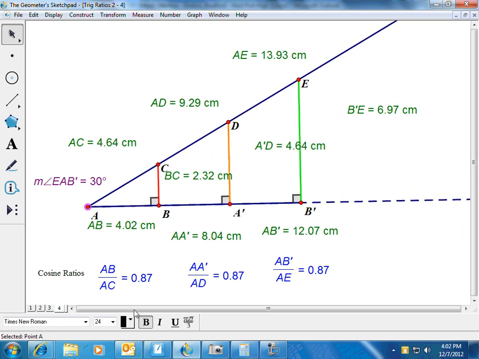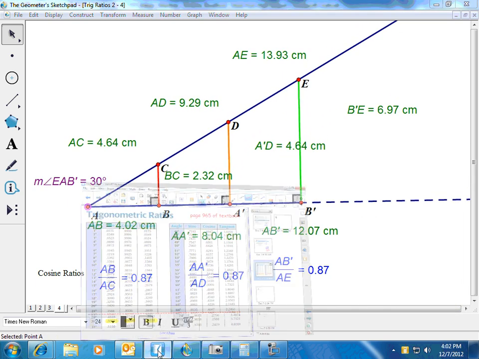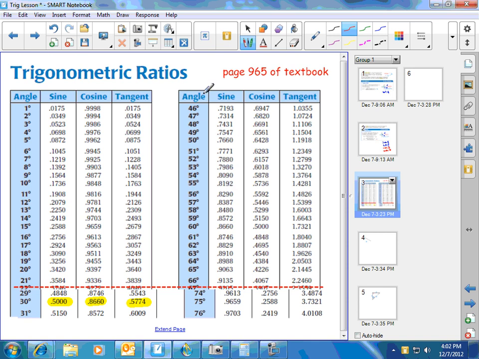So what people have done, if I look at a table, this is in the back of your book, they've recorded all the ratio values for a given right triangle. So here's a right triangle with a 1-degree angle. You've got a 90-degree angle, a 1-degree angle, and an 89-degree angle. And these are the values of those ratios. They're in decimal form.